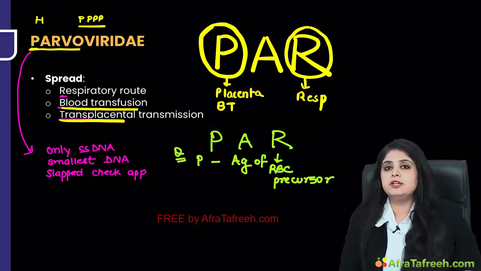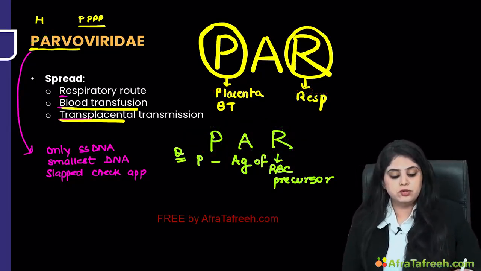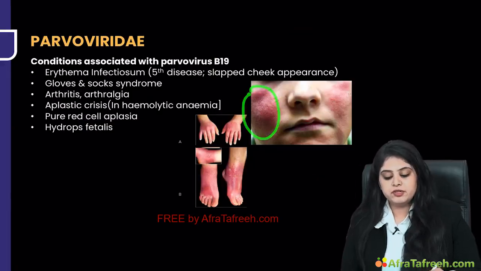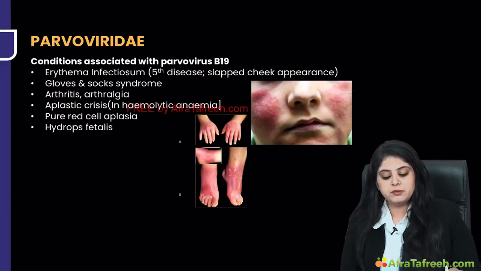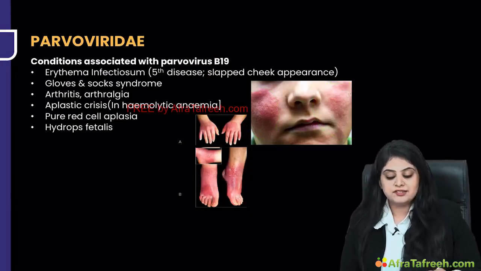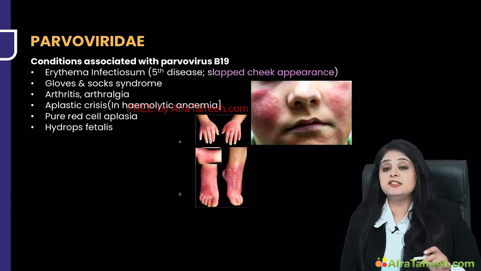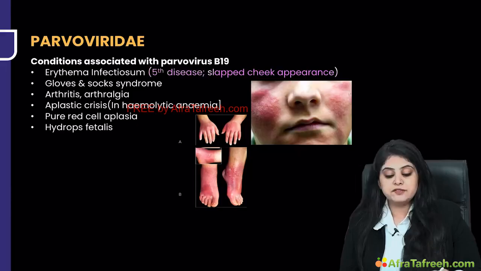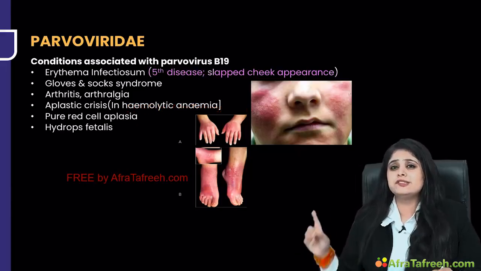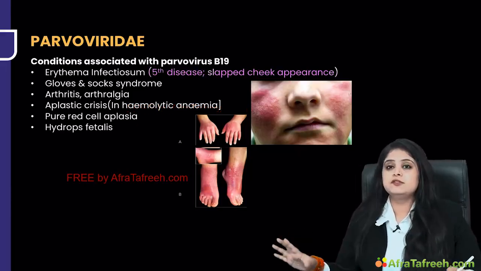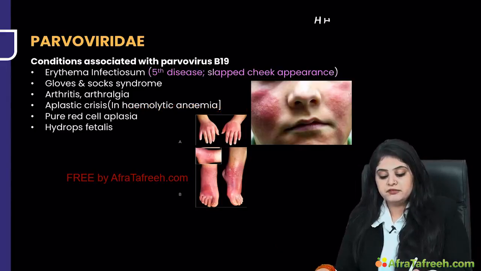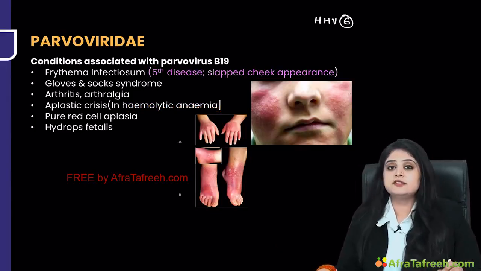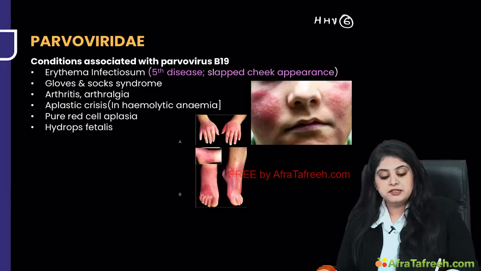Coming to the diseases, what will happen? I just told you, it causes a slapped cheek appearance. You can see that beautiful slapped cheek appearance, not so beautiful, but yes, it can be seen. And this parvovirus B19 is known as the fifth disease. What did I just teach you as the sixth disease? Sixth disease was human herpes virus 6, causing roseola infantum. This is the fifth disease.